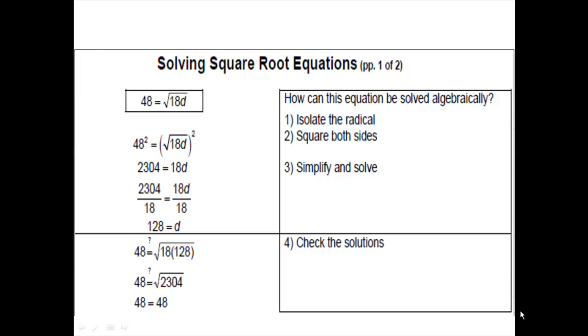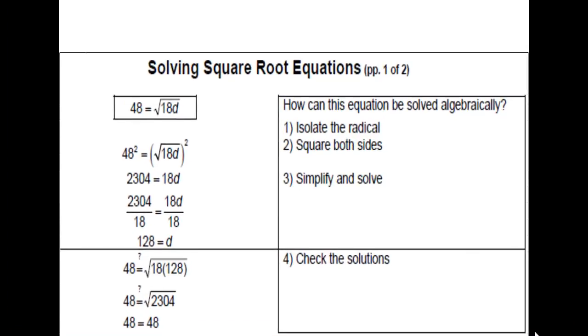Now, this problem's already worked out for you, and we see that this is a problem: 48 equals the square root of 18d. The whole idea is to solve for d. Now, first thing we need to do is get rid of the square root. We need to take the reciprocal, because the square root means a 1/2. The reciprocal of 1/2 is 2. So this is the reason to square, to get rid of the square root.